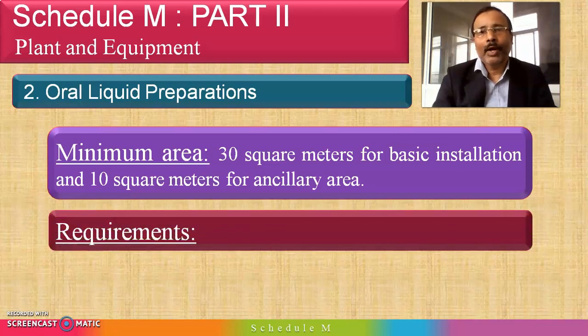Now check out the requirement, that is, the minimum equipment necessary for oral liquid preparation: the mixing and storage tanks, jacketed kettles of different types, then electric stirrer, then the electric colloidal mill, emulsifier, filtration equipment, bottle filling machine, cap sealing machine, then deionizer or water distillation unit, then clarity testing apparatus. So these are the minimum equipment necessary for oral liquid preparation.